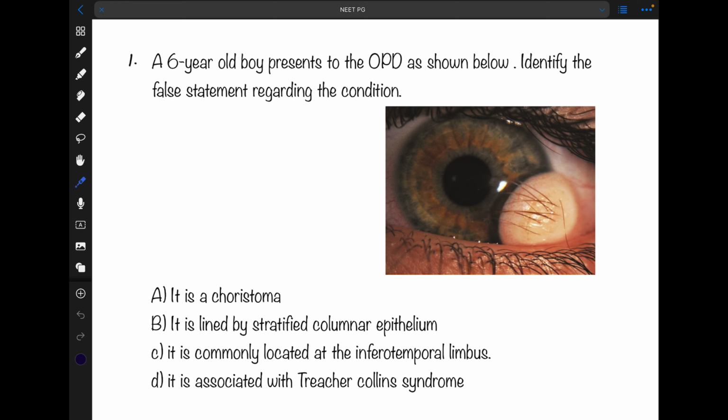Option A, it is a choristoma. Option B, it is lined by stratified columnar epithelium. Option C, it is commonly located at the infratemporal limbus. Option D, it is associated with Treacher-Collins syndrome. You may pause this video and think about the answer.